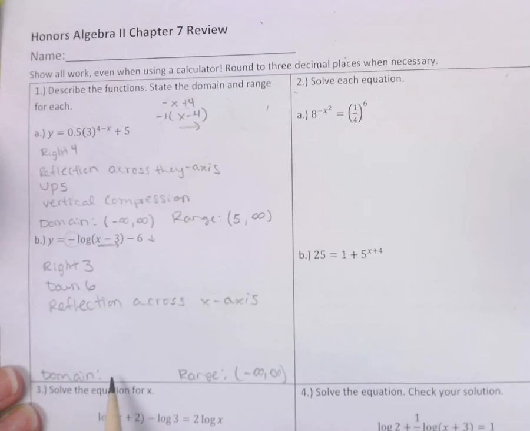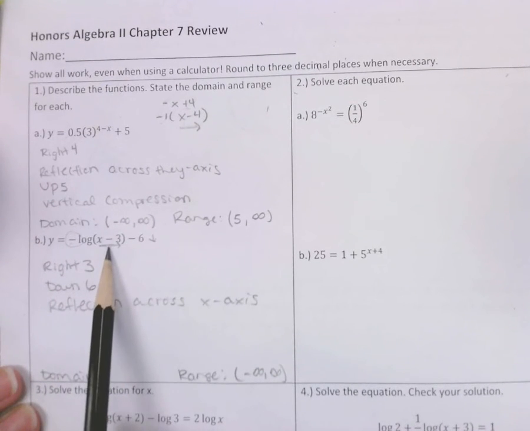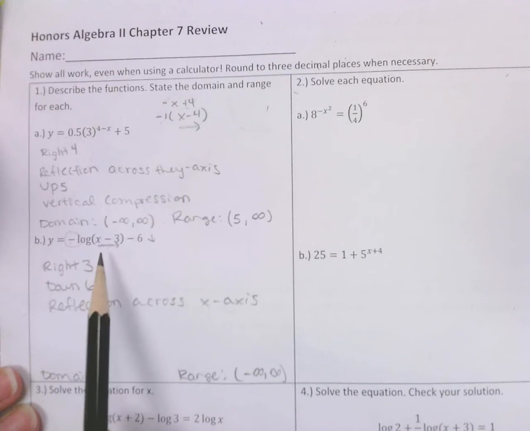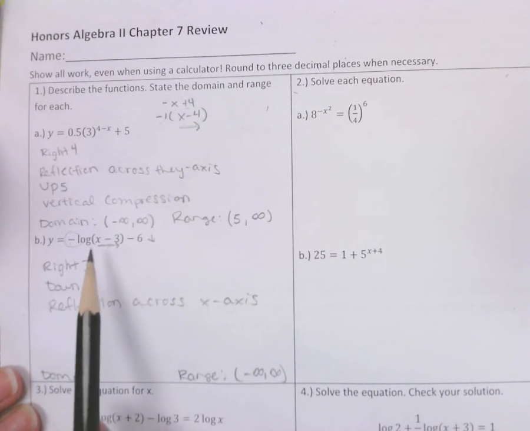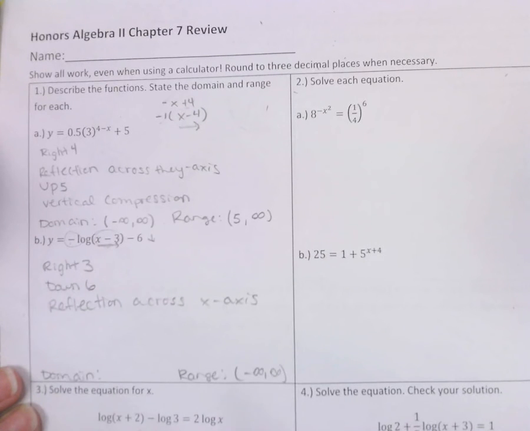So the only thing that affects our domain is this asymptote, which is going to take place wherever the log is equal to 0. So whatever makes this 0, that's where your asymptote is. So what is that? 3. So our domain is either going to be values greater than 3 or less than 3.